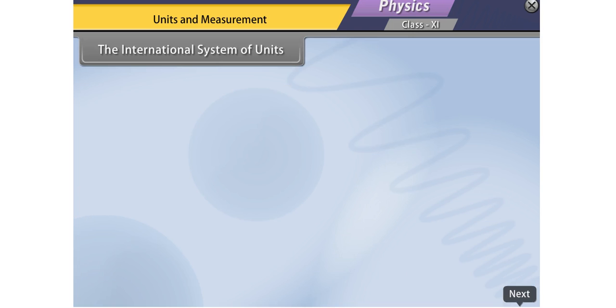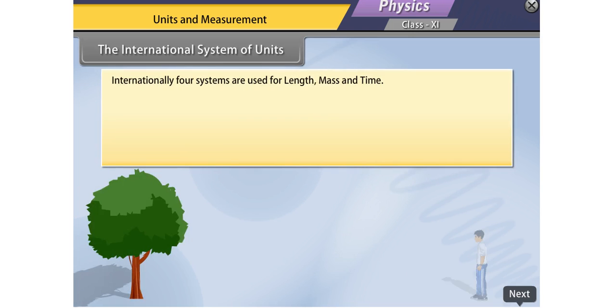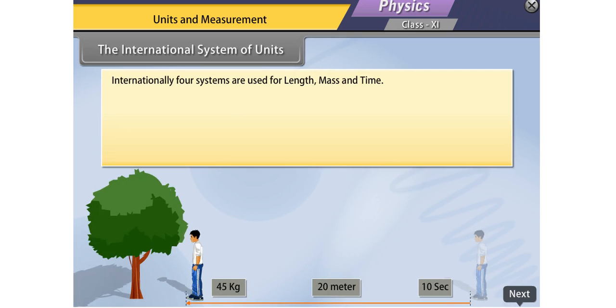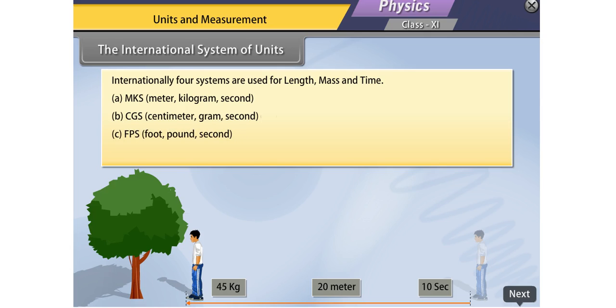The International System of Units. Internationally, four systems are used for length, mass and time. A. MKS system, that is meter kilogram second system. B. CGS system, that is centimeter gram second system. C. FPS system, that is foot pound second. D. SI system, that is International System of Units.